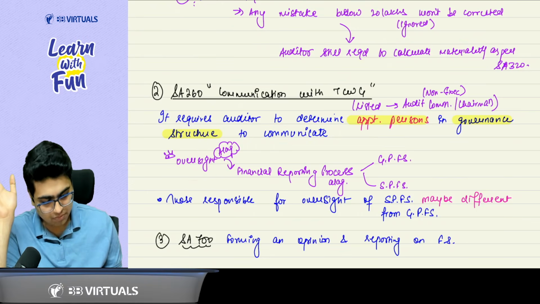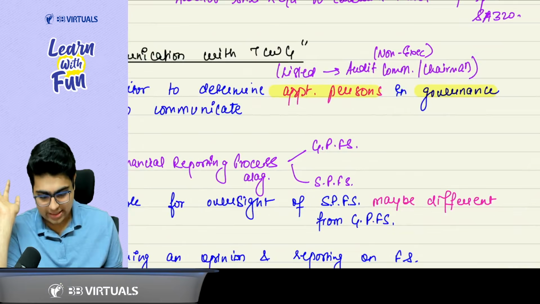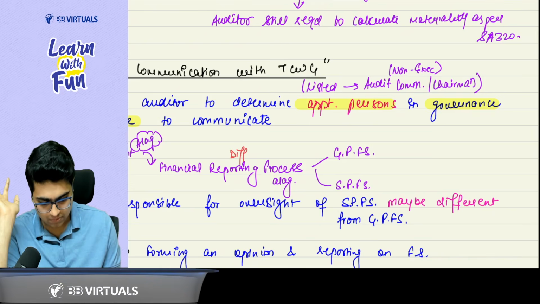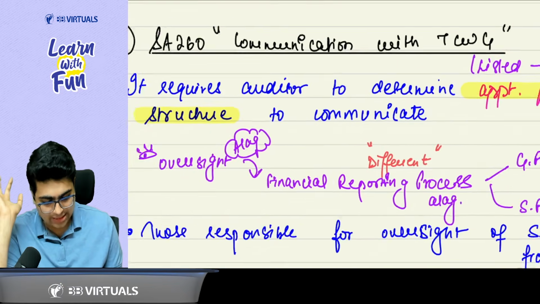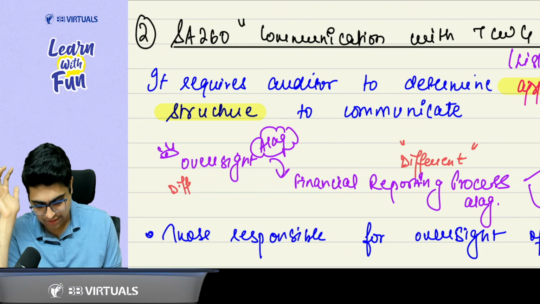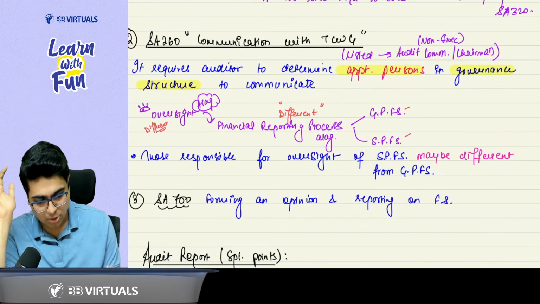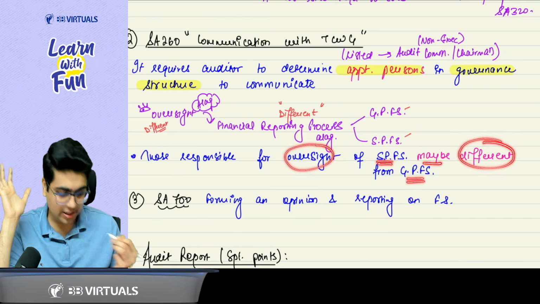Acha, tell me one thing. In case of general purpose financial statements and special purpose financial statements, can I say the financial reporting process is different? Yes or no? Yes, sir. For general purpose and special purpose, the financial reporting process is different. So when the financial reporting process is different, the people who are keeping the oversight, can I say they will also be different? Yes, sir, they will also be different. So this is the same point written here, that those responsible for the oversight of SPFS may be different from those for the general purpose financial statements.